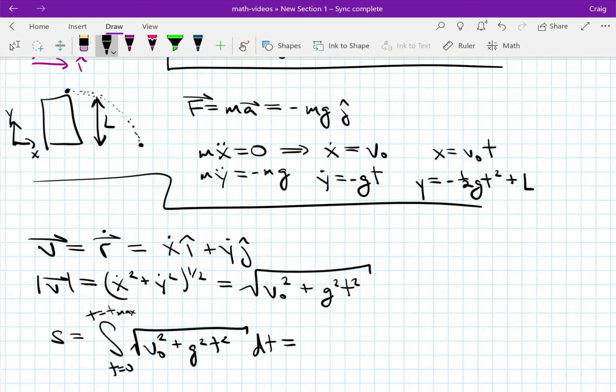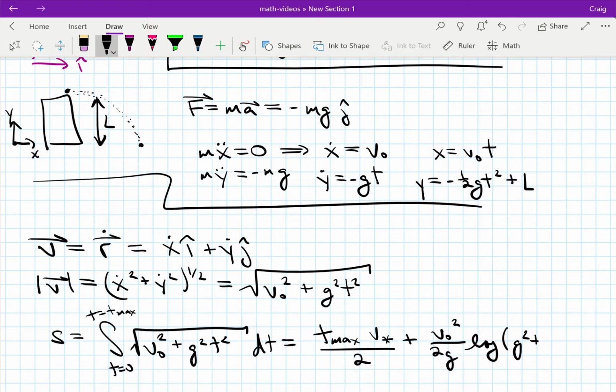So that's the square root of v naught squared plus g squared t squared integrated with respect to time. I look up in my favorite computer program, I use Mathematica, and it tells me that that's t max times v star, I'll define v star in a moment, divided by 2, plus v naught squared over 2g times the log of g squared plus g times v star.